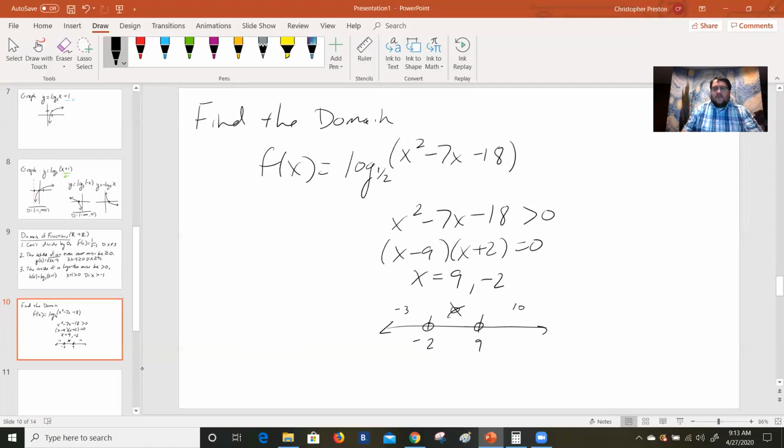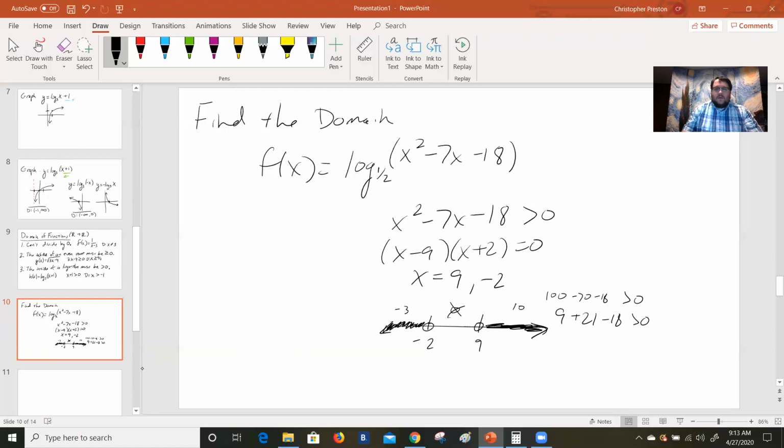You put 10 in there, that's 100, -70, -18. That's going to be positive. So 100 -88. So that area is going to work. Put -3 in there, that's going to be 9 plus 21 -18. Yeah, that's going to be positive. So that area will work.